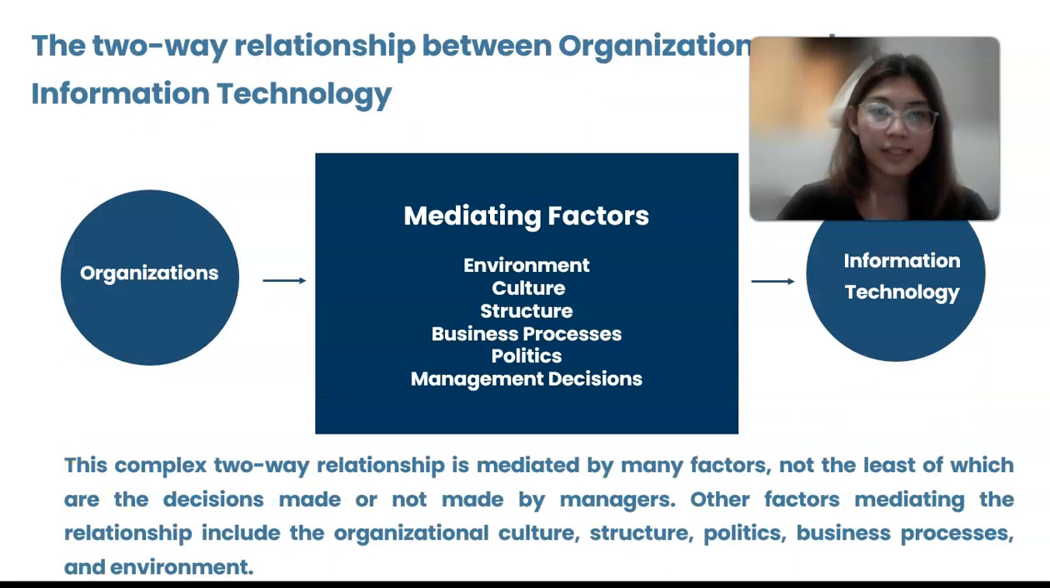To start with, let's discuss the two-way relationship between organization and information technology. Organizations and information technology influence one another, wherein information systems are built by managers to serve the best interests of their organizations. At the same time, organizations must be aware of the information systems to benefit from the new technology. This two-way relationship is mediated by many factors such as environment, culture, structure, business processes, politics, and management decision.